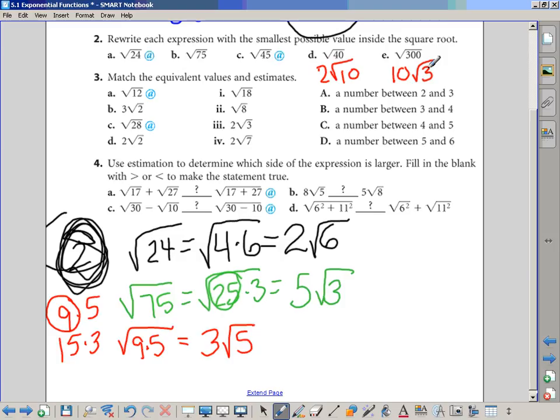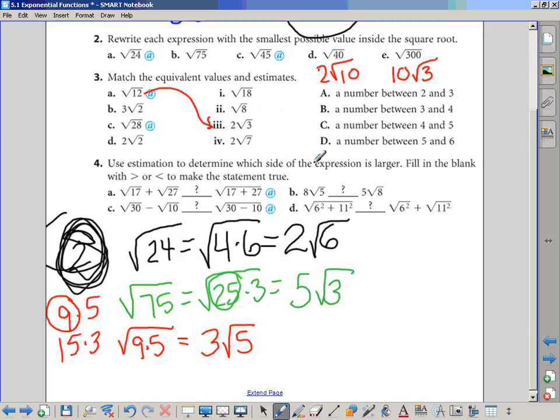Okay, matching equivalent values in number 3. We have number 3a, which is the square root of 12. 12 breaks up into 4 times 3, and the square root of 4 is 2. So I think little a matches I, 2 times the square root of 3.